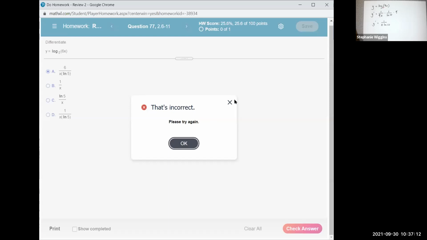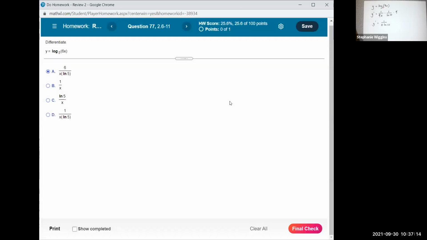Oh, I did that too fast. Let me work this problem out. Sorry, I probably missed some little detail. Y equals log, oh, I know what I did. I forgot to multiply by 6. Okay, y equals log 5, well, let me see what I did. I multiplied by 6. Log 5, 6x.